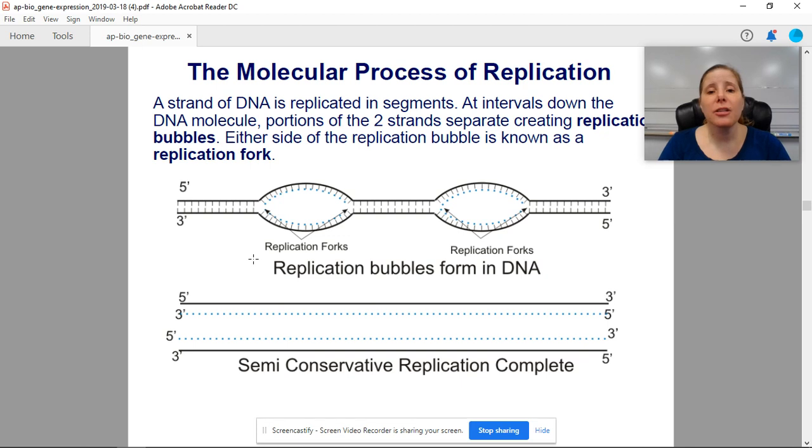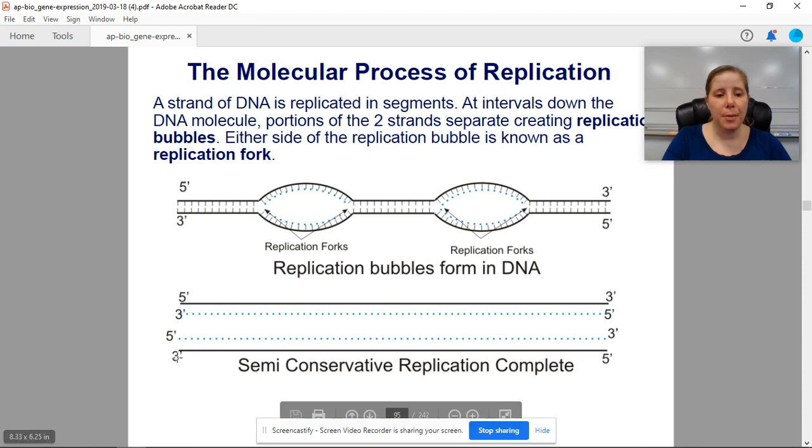Okay, so the molecular process of replication. The strand of DNA is replicated in segments at intervals down the DNA molecule. Portions of the two strands separate, creating replication bubbles. Either side of the replication bubble is known as a replication fork. So they will be replicating in different parts of one molecule all the time. So here's replication fork, here's replication fork, here's replication fork, here's replication fork. And so as they open up, you have the 5' on one side here and the 3' on the other side here, and you'll be making new.